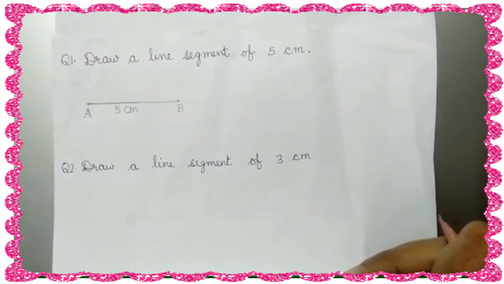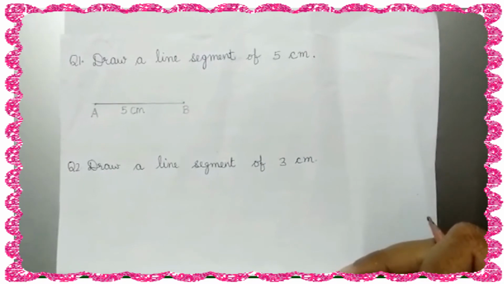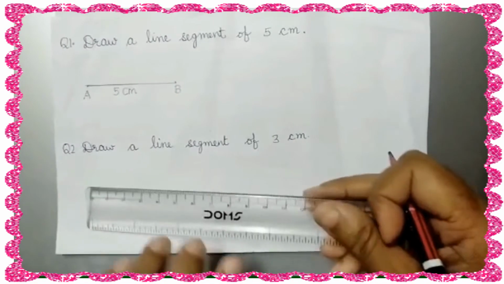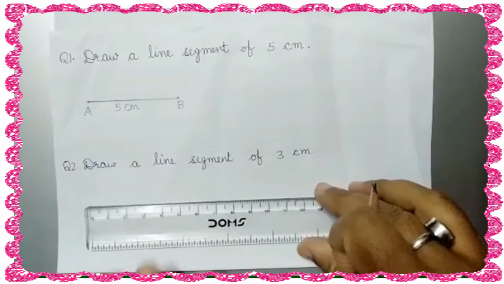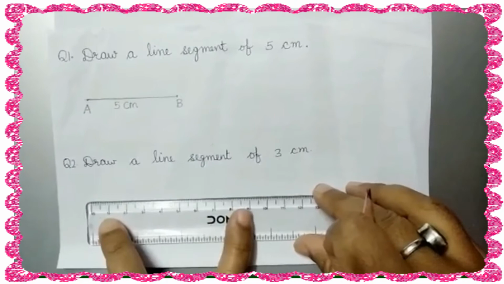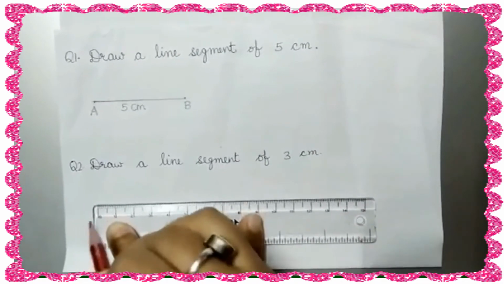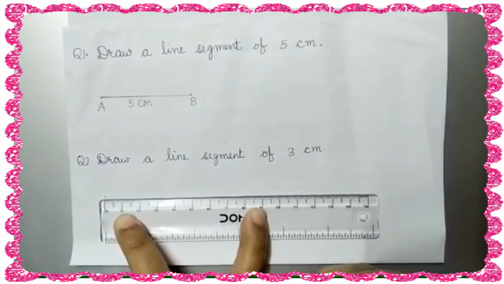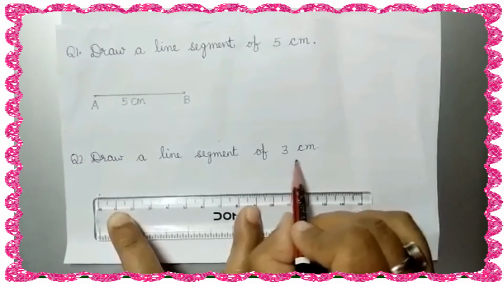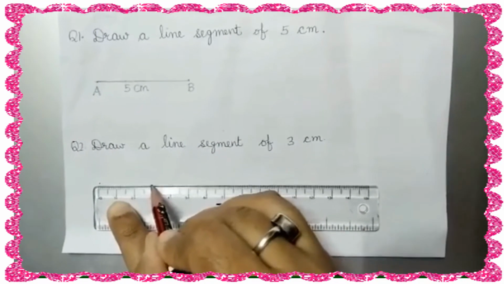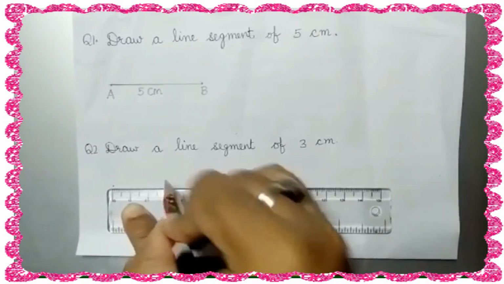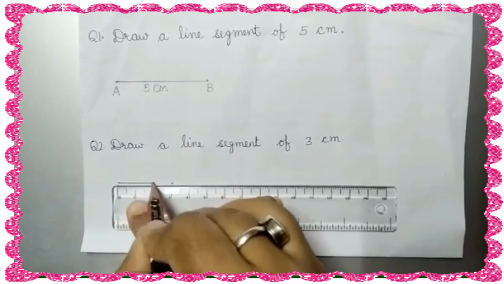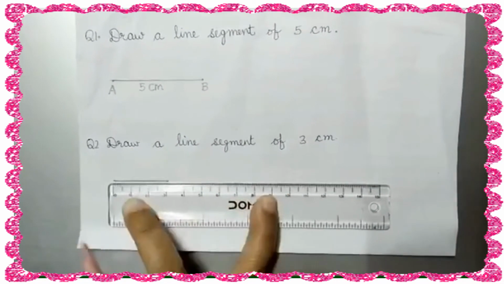Now let's take another example. Draw a line segment of 3 centimeters. Again we will use scale for this. And you know how to hold the scale? You have to put your 2 fingers of left hand on the scale, and first of all we will put mark on 0 like this. And where will another mark come? We have to draw line segment of 3 centimeter, so we will put another mark on 3 centimeter. And we will join these markings like this from 0 to 3 centimeter.